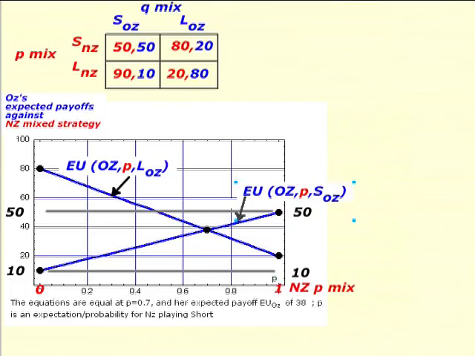Okay. Now, this graph is a way of thinking systematically about all of the payoffs Australia could get. Okay, they can either play short, they can either play long. Each of those lines tells us what the expected payoff will be, given that they don't really know what New Zealand's going to do, but it covers all the possibilities. Now, given that it covers all the possibilities, what we can do is look at the best responses.